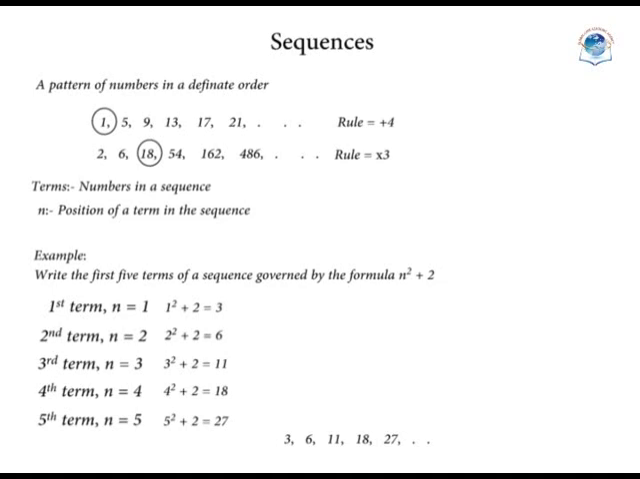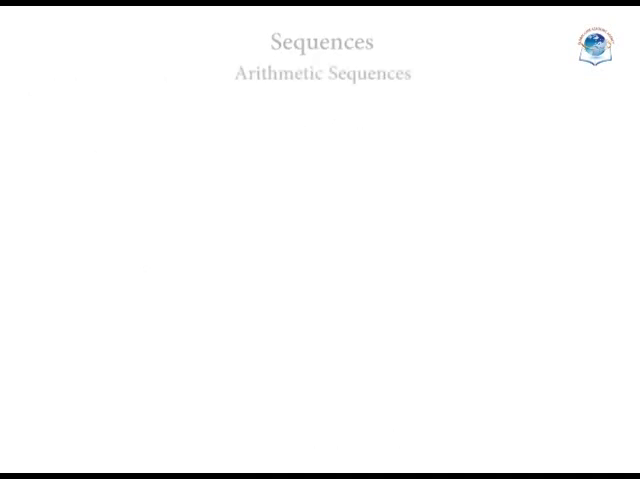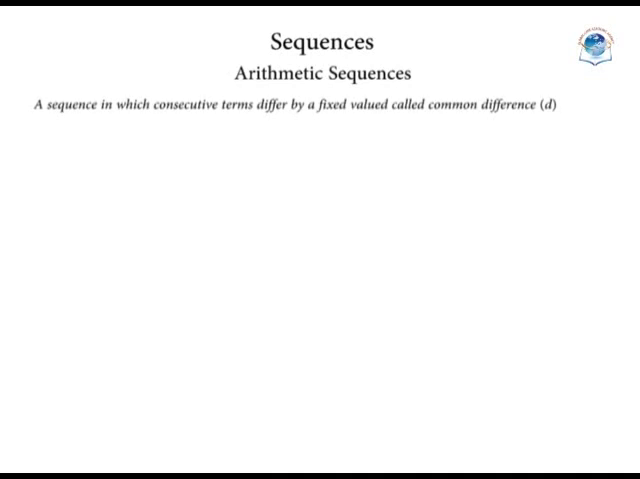There are two types of sequences, arithmetic and geometric sequences. Arithmetic sequence. An arithmetic sequence is one in which the terms differ by a fixed value. In our case, the first sequence is 1, 5, 9, 13, 17, and 21. The consecutive terms differ by a fixed value, 4. So this is an arithmetic sequence.